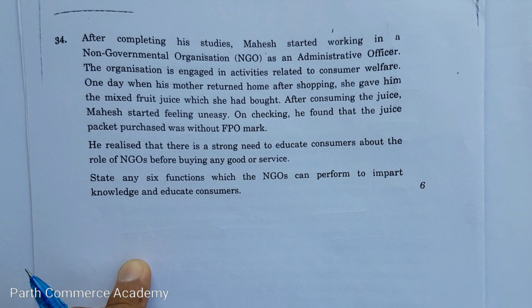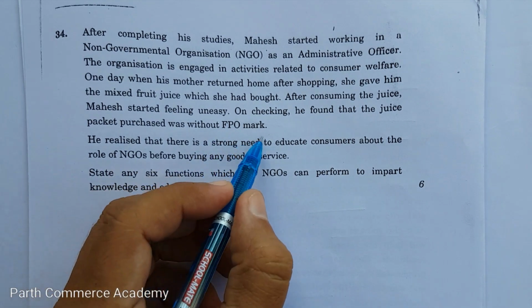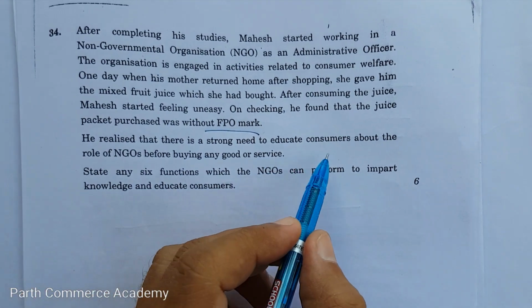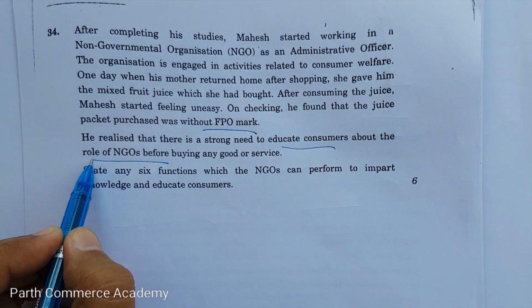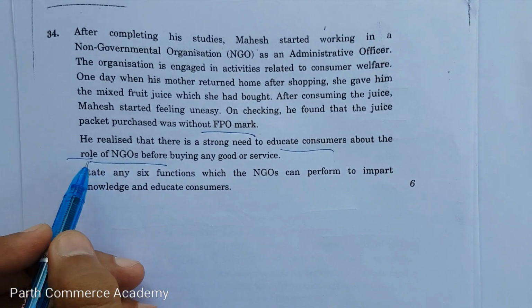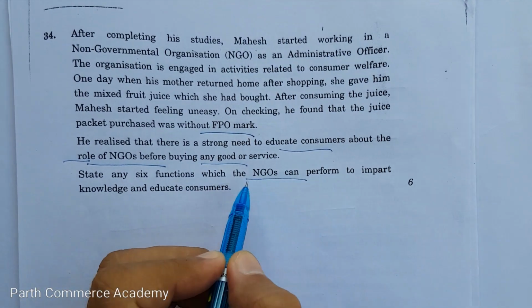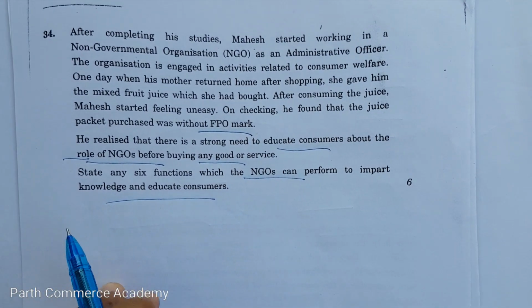One day, when his mother returned home after shopping, she gave him a mixed fruit juice, which she had bought. After consuming the juice, Mahesh started feeling uneasy. On checking, he found that the juice pack purchased was without FPO mark. He realized that there is a strong need to educate customers about the role of NGOs before buying any goods or services. State any 6 functions NGOs can perform to impart knowledge and educate consumers.